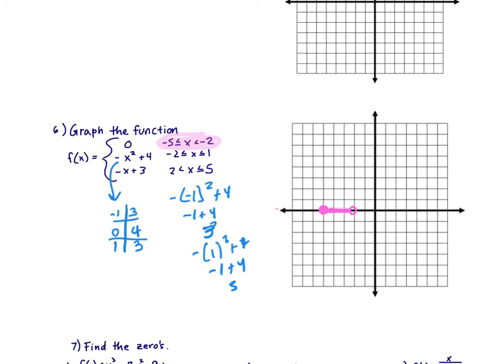So I'm going to go over -1, +3, 1, 2, 3, put a little dot. 0, 4, put a little dot. 1, 3, put a little dot. And then I'm going to draw my parabola.